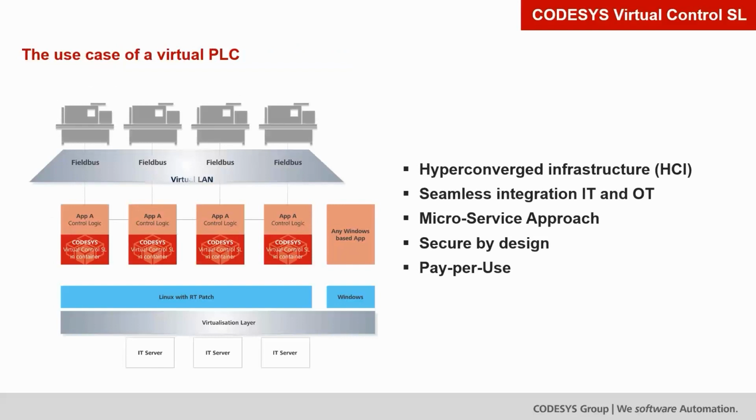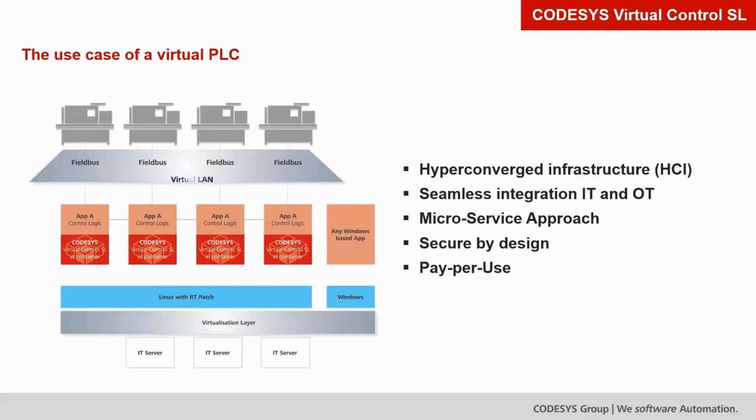Then we might have or might not have a virtualization layer, and on that virtualization layer there is running an operating system, typically a Linux with an RT patch to provide a real-time behavior. On the operating system, we have containers, typically Docker or maybe Podman, running our Virtual Control SL in a container, and each runtime system instance can execute an application. It could be the same as shown in this figure, but it also could be different applications which are communicating with each other.